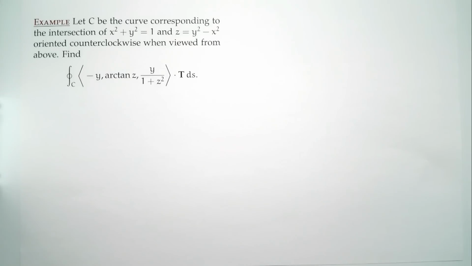All right. Let C be the curve corresponding to the intersection of x squared plus y squared equals 1 and z equals y squared minus x squared, oriented counterclockwise when viewed from above. Find the following. Now, here, there's no surface. It's just a curve. Now, what is this curve?